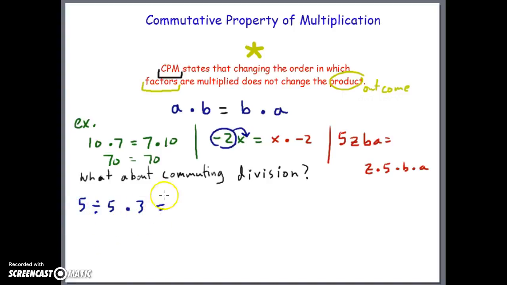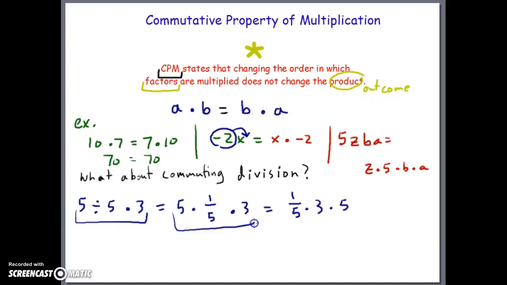But if we wanted to rearrange this, what we could say is 5 times, and since this 5 right here is being divided, we're going to put a 1 in the numerator and a 5 in the denominator. So 5 times 1/5 times 3. And now that we have that division as multiplication, we can go ahead and commute it and say 1/5 times 3 times 5 is the same thing as 5 divided by 5 times 3. And if you don't believe me, go ahead and put each of these into the calculator and see if they come back as the same value.